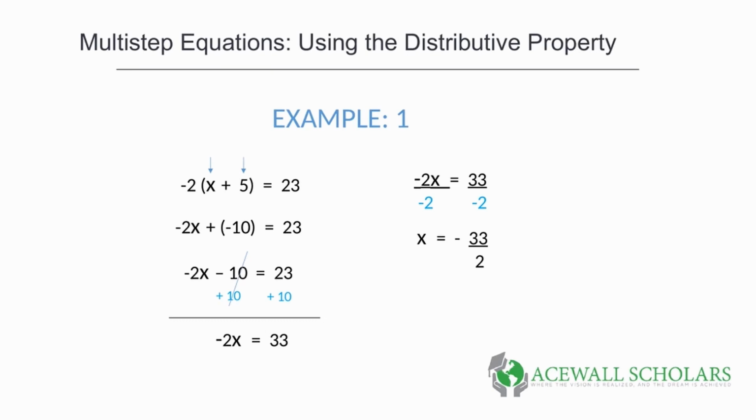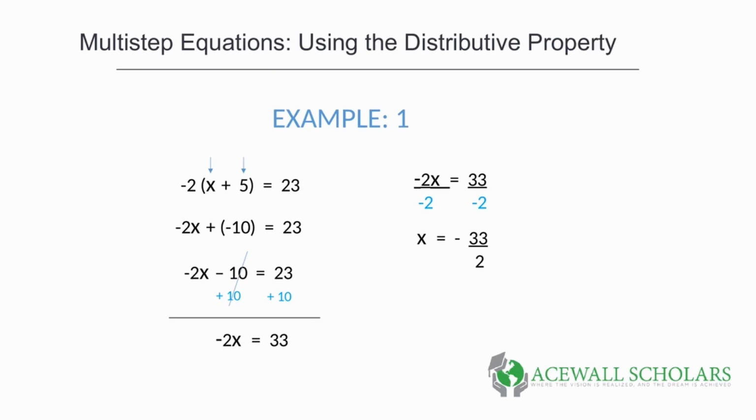Okay, so let's say we have -2 times the quantity x plus 5 equals 23. What's the first thing we want to do? We want to distribute that -2 into the parentheses. So we're going to multiply that -2 by the x and the 5 that are within the parentheses. That will give us -2x plus a -10 equals 23. Now, because that 10 is negative, we don't need to write that plus there. We could rewrite it as just -2x minus 10 equals 23.